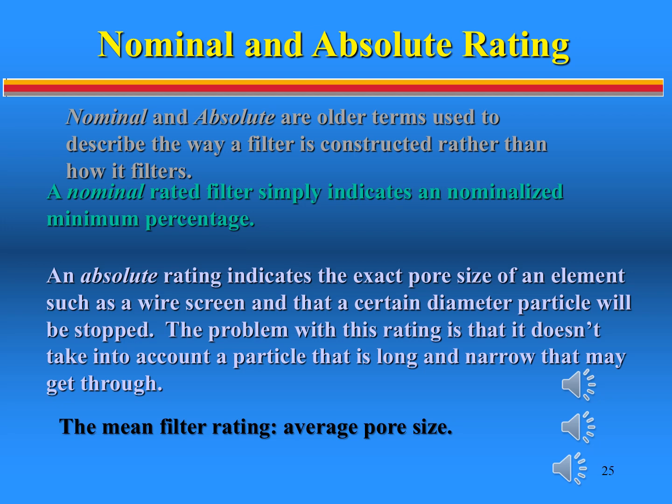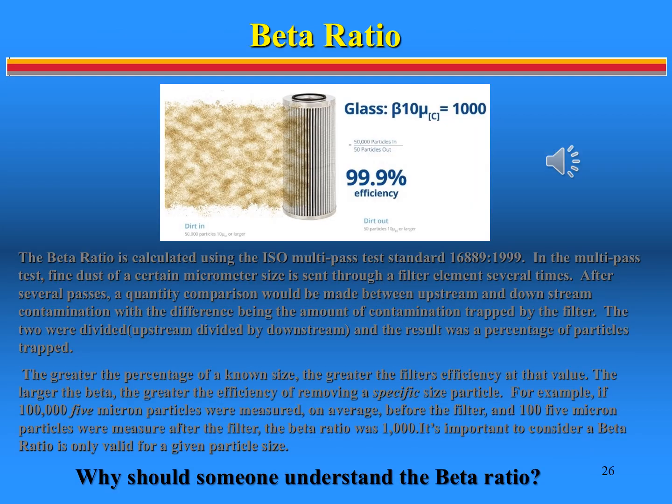The mean filter rating refers to the measurement of the average pore size of a filter element. It establishes the particle size above which the filter starts to be effective. It is determined by the bubble point test, and it is more meaningful than a nominal rating and, in the case of filter elements with varying pore size, more realistic than an absolute rating. Until recently, there has not been a universally accepted test method to measure or describe the media pore size or the size of particles a filter media can capture and hold.